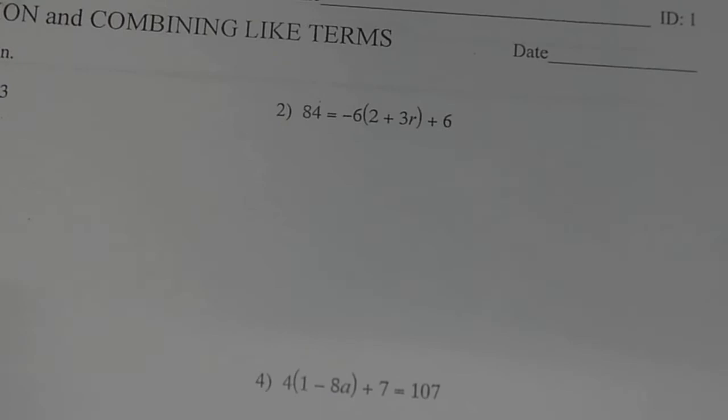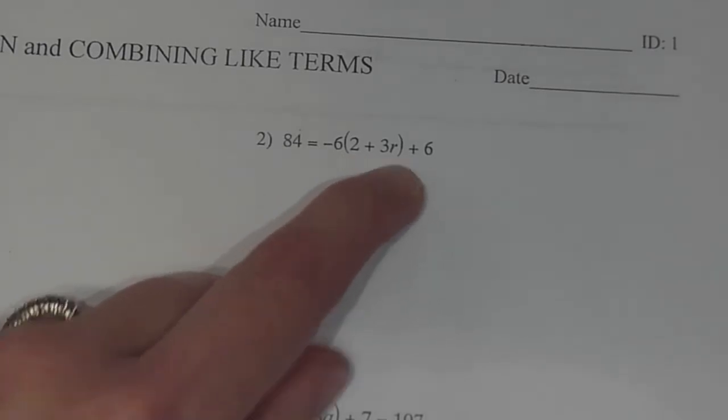Today we're going to talk about distribution and combining like terms. I'm going to do pretty much the even numbers with you, and let's start with number 2. In number 2 we have 84 equals negative 6 times (2 plus 3r) plus 6.